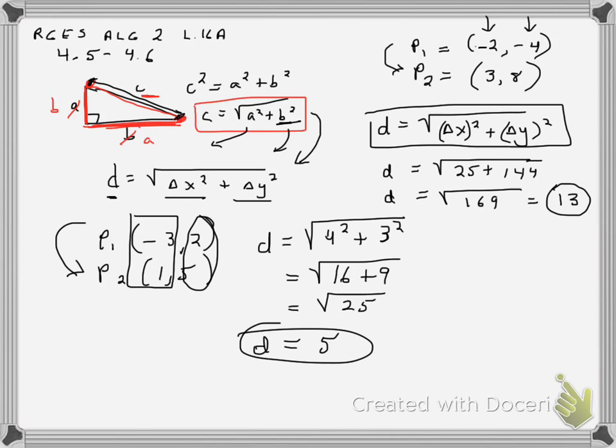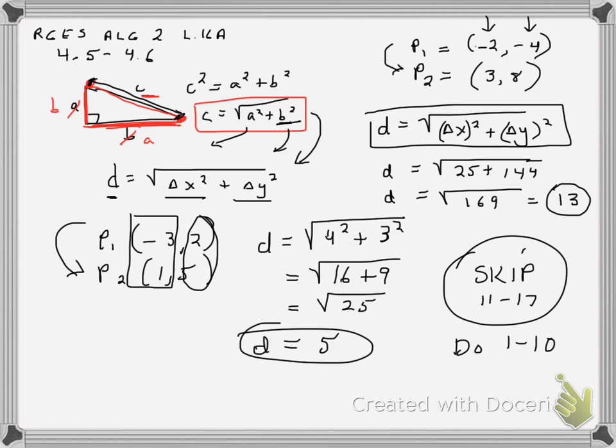So that should be fine for going through 1 through 10. Hopefully you're watching the tape all the way through. Skip 11 through 17, and just do 1 through 10 and 18 through 20. I think that's enough for 7.5. Now we'll go on to 7.6.